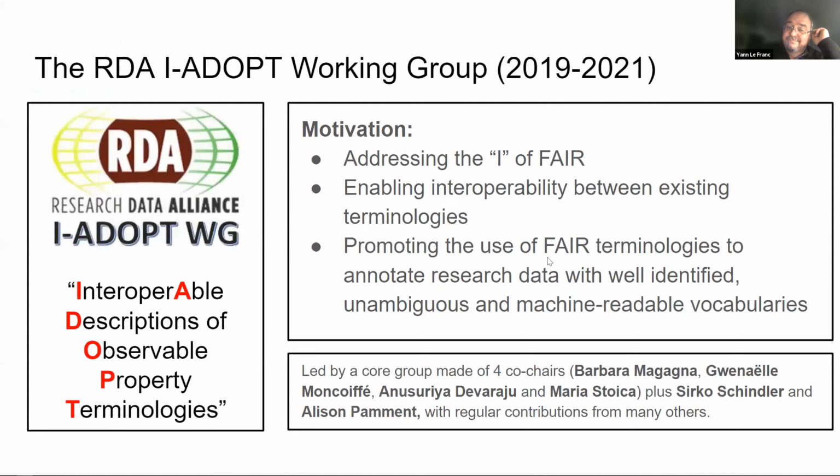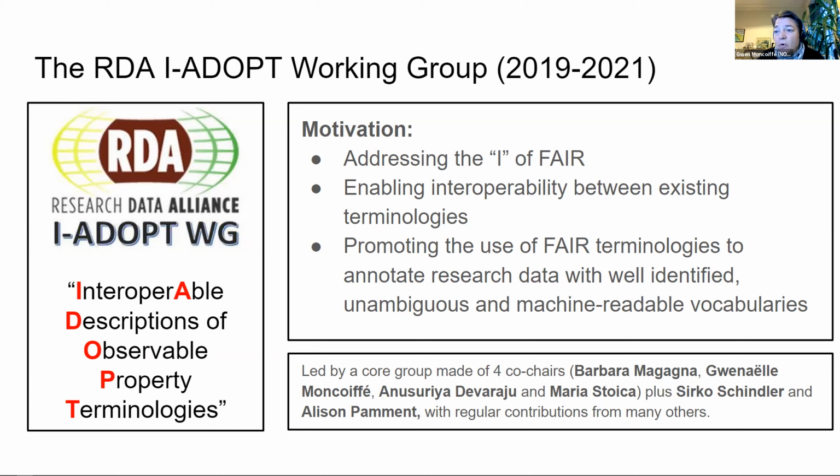Yes. Hello, everyone. So I'm going to present the outcome of the Research Data Alliance IDOB working group. IDOB stands for Interoperable Description of Observable Property Terminologies. We have reached the end of life of our working group. It doesn't mean it's going to be the end of our work, but we are ready to present the outcome. Our motivation is to address the I of FAIR data by enabling interoperability between existing terminologies, and also promoting the use of FAIR terminologies to annotate research data with well-identified, unambiguous, and machine-readable vocabularies.